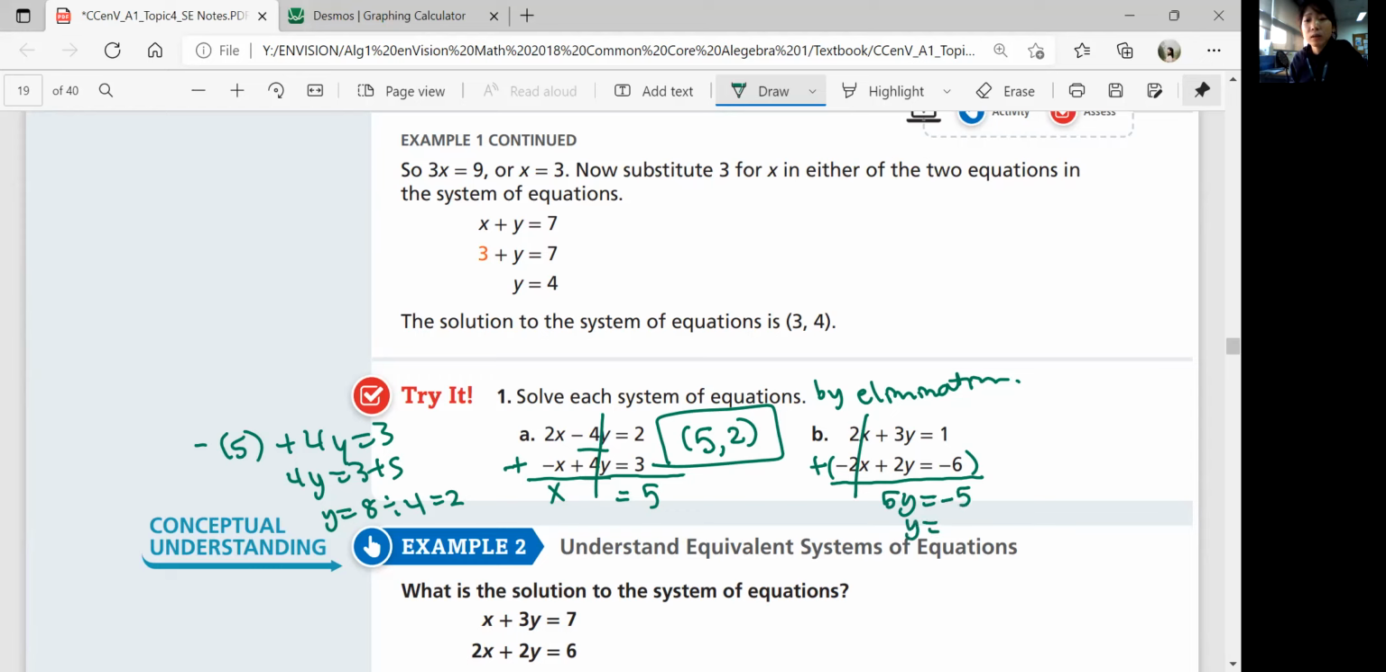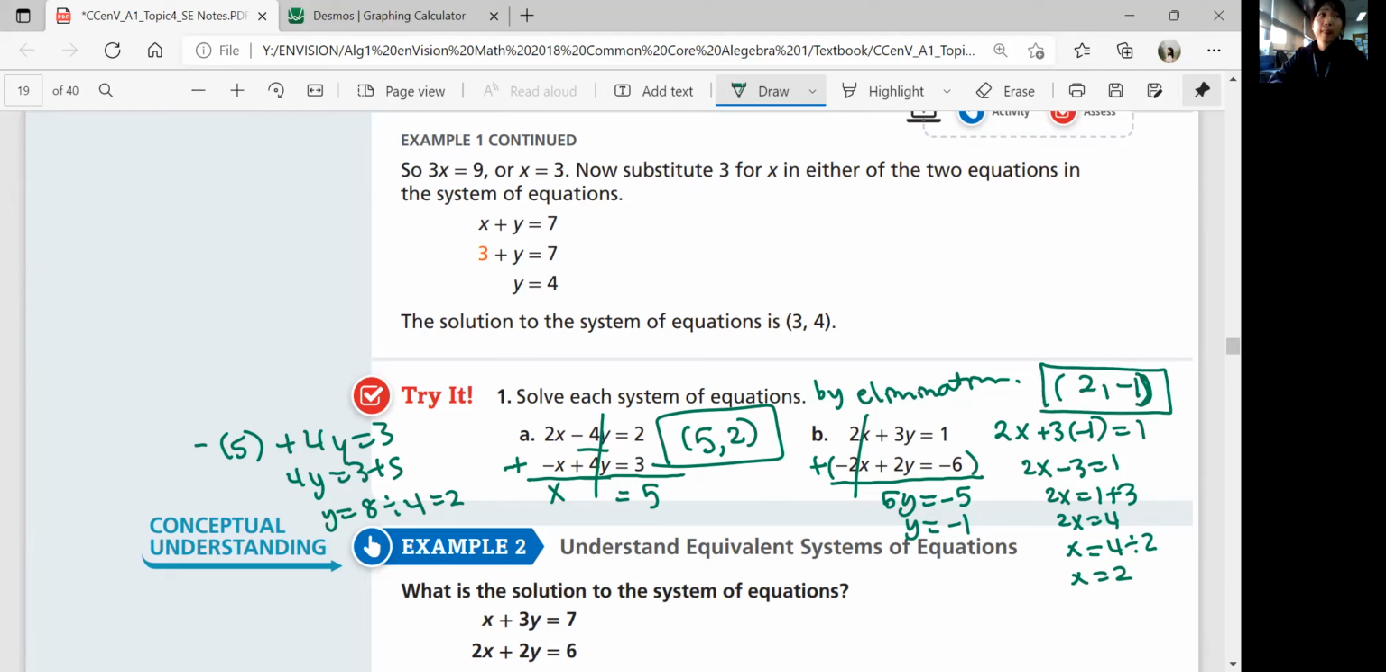So y is equal to negative 1, and substitute that into any of your equations. I'm going to choose the first one now. 2x plus 3 times negative 1 is equal to 1. So 2x minus 3 is equal to 1. So 2x is equal to 1 plus 3, which is 4. So x is equal to 4 divided by 2, which is 2. So your solution is (2, -1). Okay, that was the elimination method.